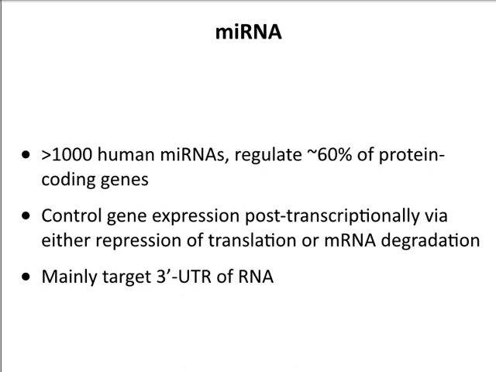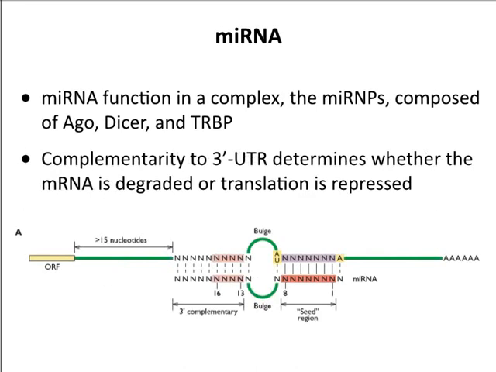And they target the 3' UTR. So I'm talking about them today because they're really targeting translation. They make an mRNA untranslatable in some way. They function in a complex that's made up of the microRNA, the target, and a couple of cell proteins, Argonaute, Dicer, and TRBP. And they're typically complementary to the 3' untranslated region. How complementary they are controls whether the mRNA is degraded or translation is repressed.